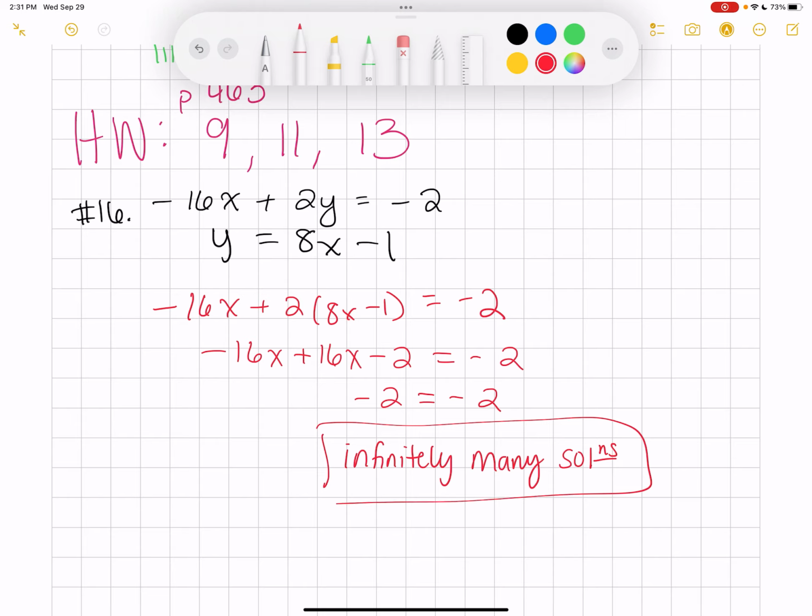Okay, so that's all you would have to do. You'd have to show that they're equal to each other, and then just say infinitely many solutions, and if that was a problem on the quiz, that's all you'd have to have.